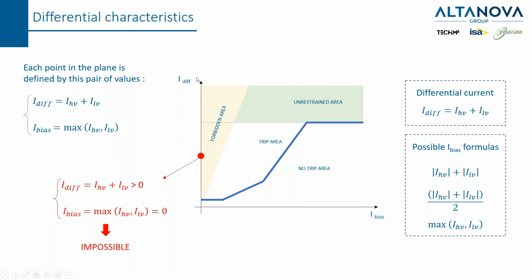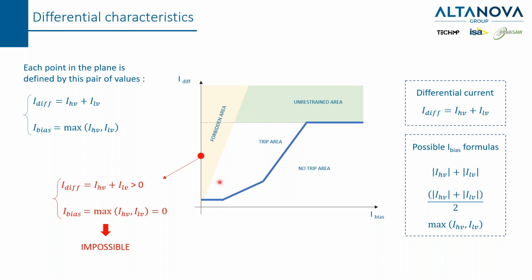The differential characteristic has the differential current on the vertical axis and the bias current on the horizontal axis. What the differential current is, is clear. The bias current does not have a unique formula. There are several possible formulas. These are some examples. In the case of the General Electric T60, the formula is this. The bias current is the maximum between the high voltage and the low voltage current.